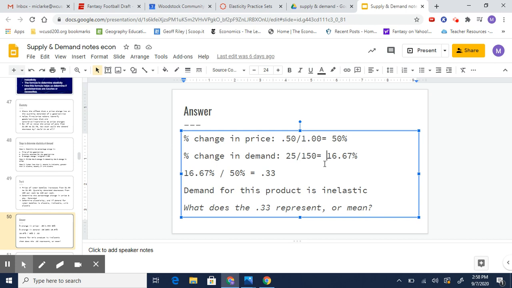Because when the price increases, the demand is going to fall. It's going to be a negative relationship all the time. When the price falls, demand increases. Okay? So absolute values here. So now you got your percentage changes. When the price of water bottles goes up by 50%, the demand for water bottles falls by 17%. Take your change in demand, divided by your change in price, percentage change in demand divided by your percentage change in price, and you get this, 0.33.